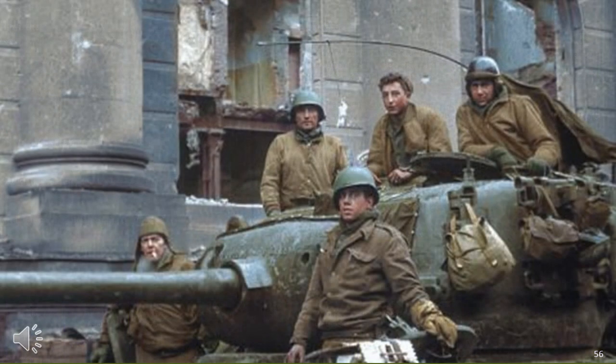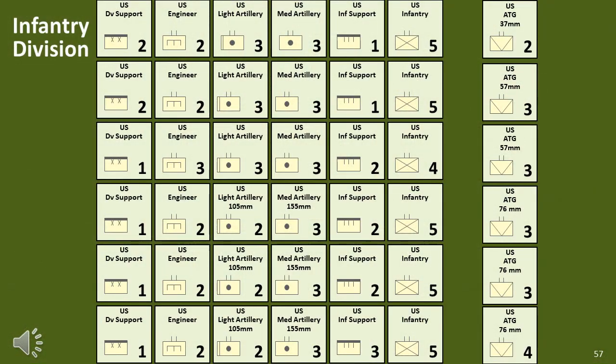Let's now look at how the divisions changed over the length of the war, so you can get an idea of how the combat strengths went up and down. Let's start looking at the changes to the infantry division. What this shows here is each row represents one of the periods that we've currently gone over. We can see that this formation remained rather stable for the entire war. The biggest changes were in the often attached anti-tank battalions.